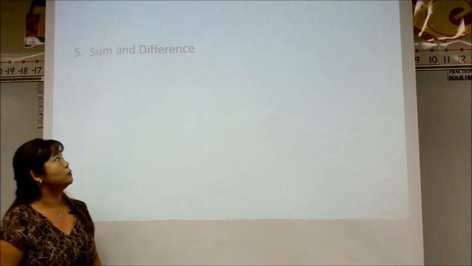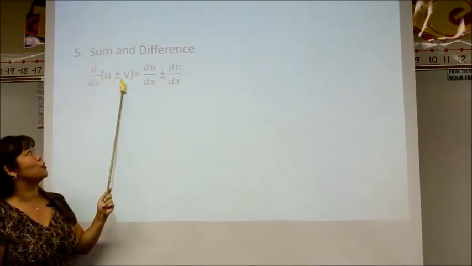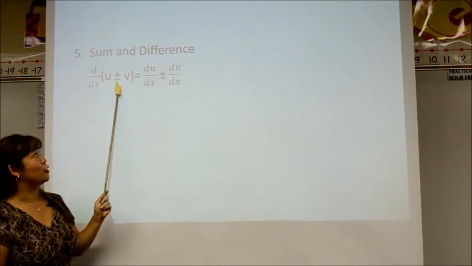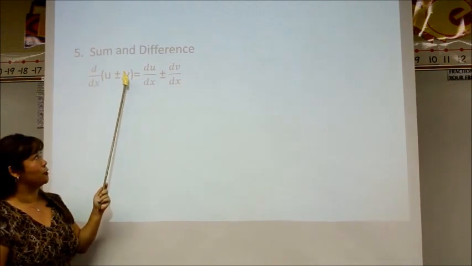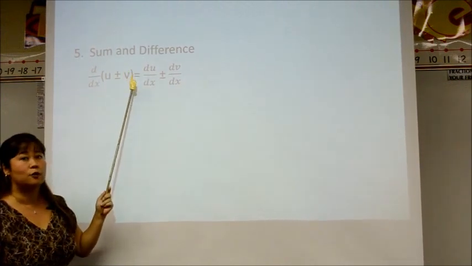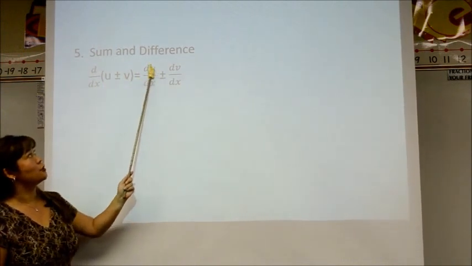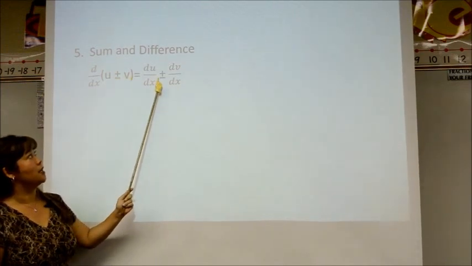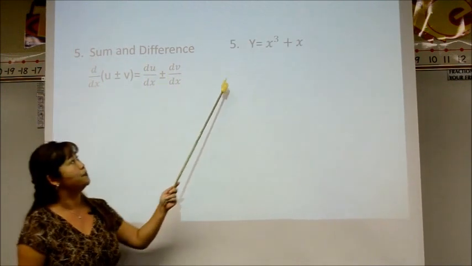Okay, next rule, rule number 5 is sum and difference, which basically says that I have two different variables or two different equations put together by a plus or minus. We treat each one individually as whatever the power rule is, if it's positive or negative or constant. So I just take the derivative of u, whatever that may be, and then either a plus or minus, and then I take the derivative of v right there. Okay, so let's try an example.